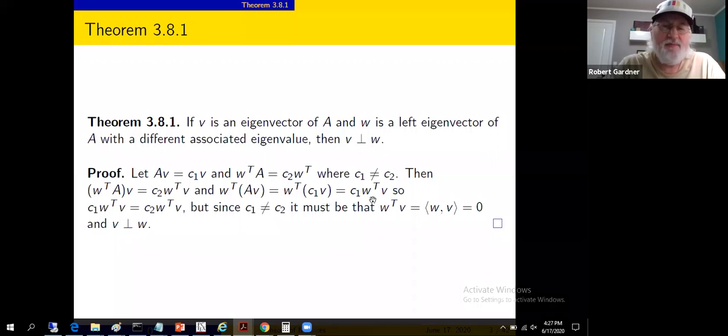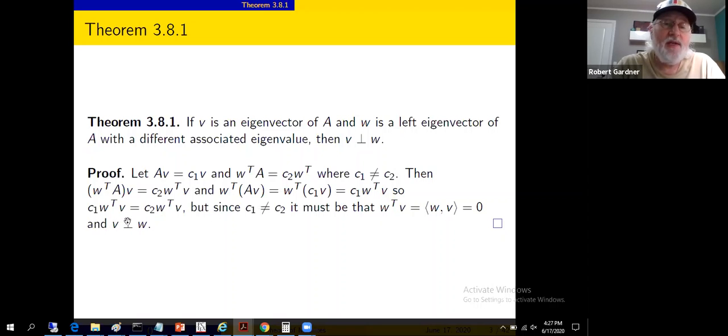are they vectors? Are they matrices? We're taking a transpose of a column vector. So this is a row vector times a column vector. These are one by one matrices if we interpret them as matrices. They're also interpreted in terms of inner product. So here comes the orthogonality. So anyhow, we've got C2 W transpose V equals C1 W transpose V.